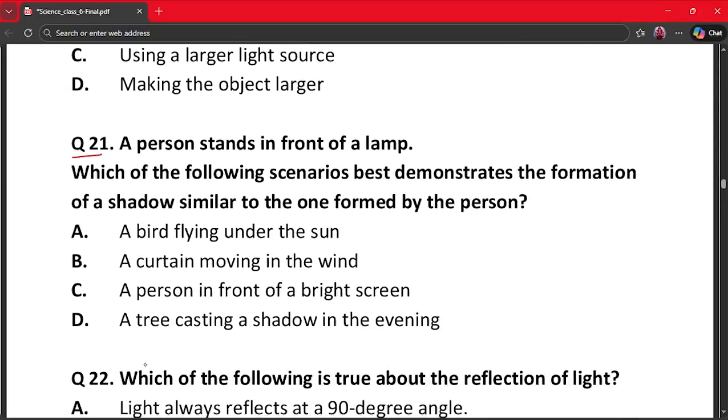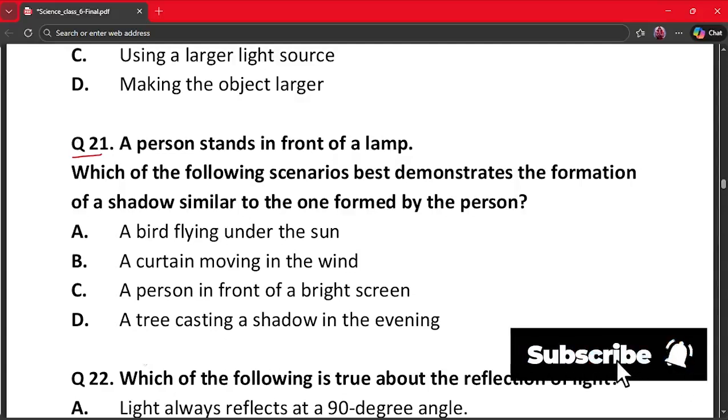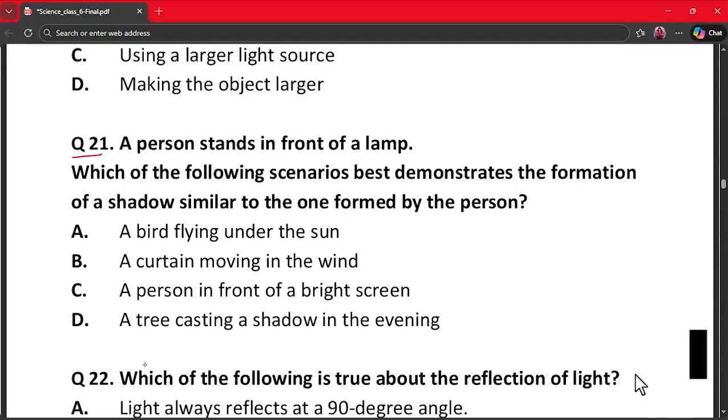A person stands in front of a lamp. Which of the following scenarios best demonstrates the formation of a shadow similar to the one formed by the person? A. A bird flying under the sky. B. A curtain moving in the wind. C. A person in front of a bright screen. And D. A tree casting a shadow in the evening. The correct answer is option D.